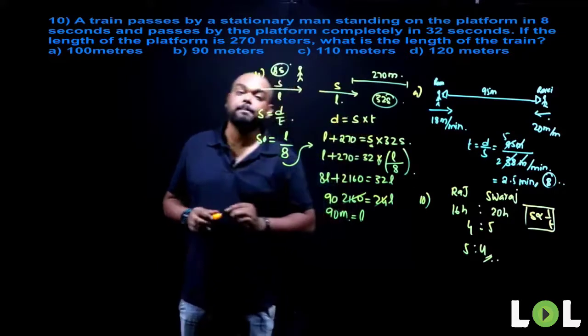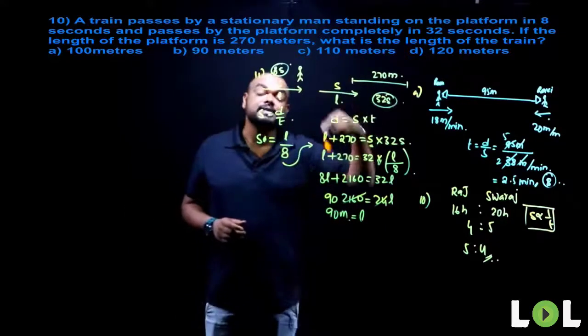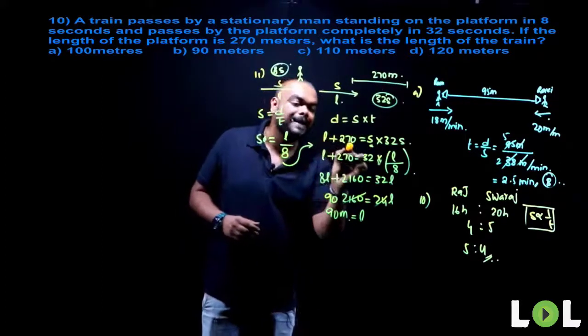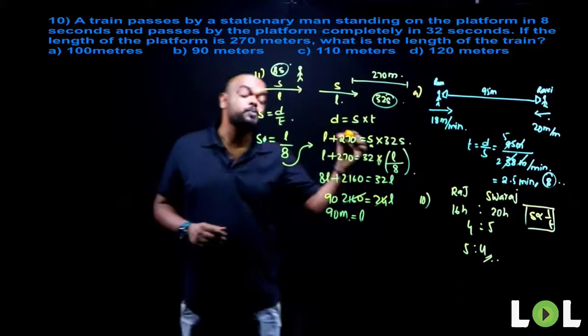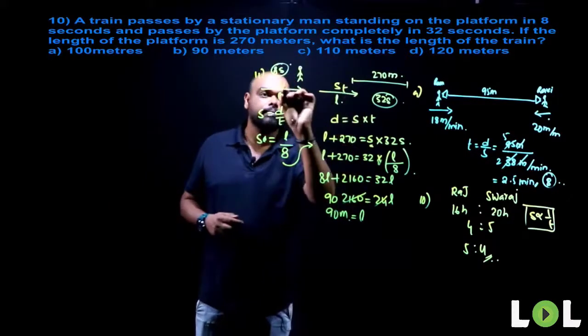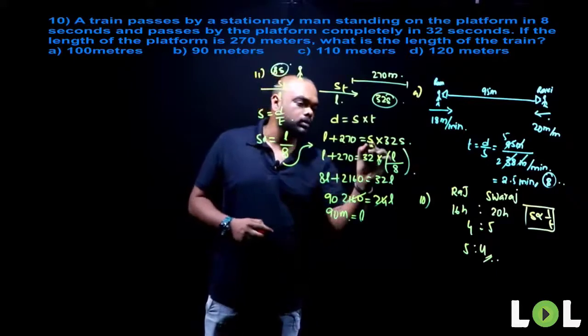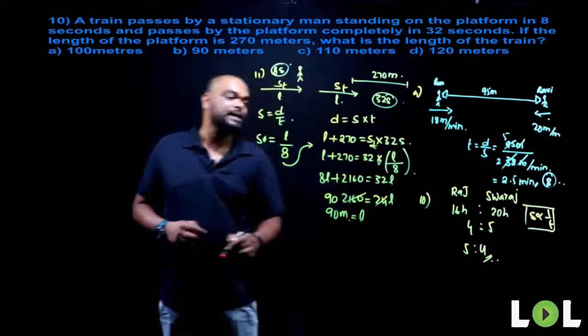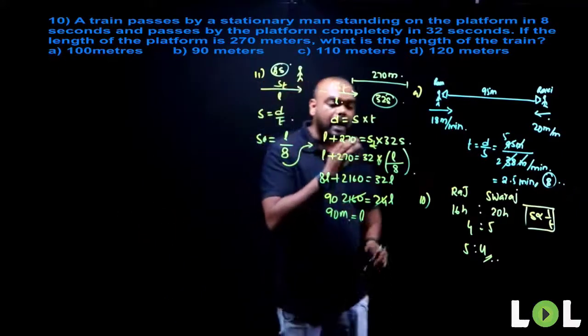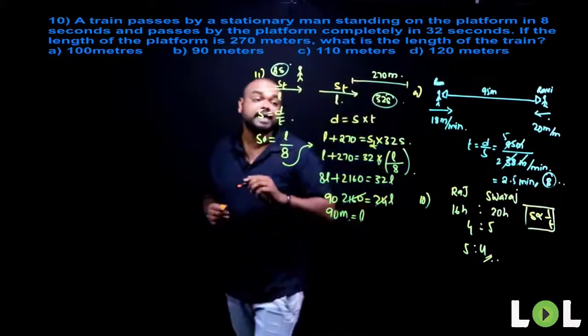Distance is speed into time. In this case, what is the total distance of the scenario? Length of the train as well as length of the platform. That is L plus 270. That is equal to speed into time. Is the speed of the train given? No. Let us consider it as ST. So, this is ST into time, which is 32 seconds. Now, still, if I want the L value here, I need the ST value, the speed of the train. Without that, I cannot calculate the L value.